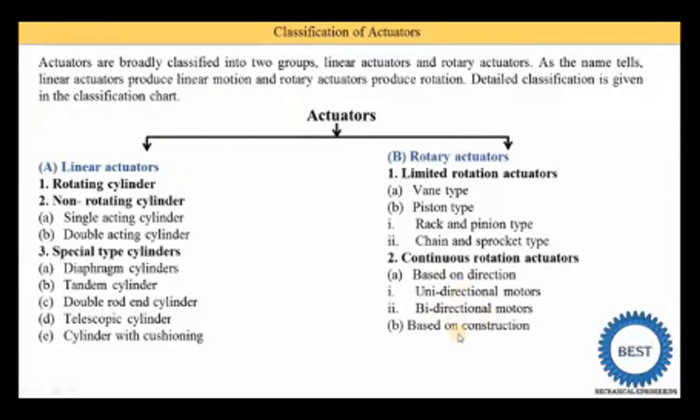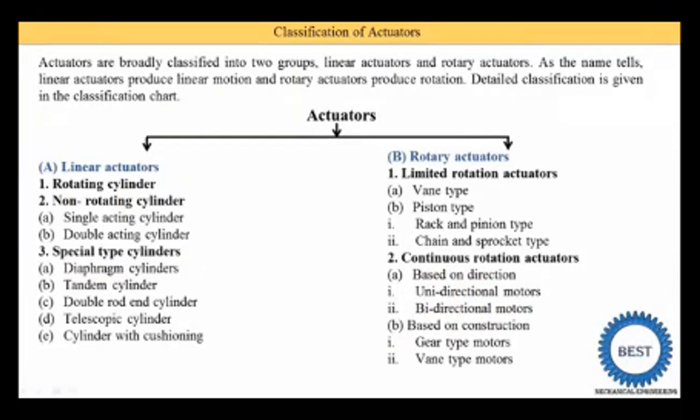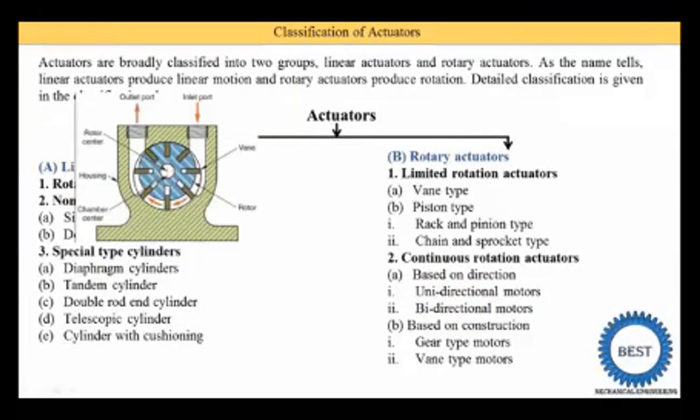Second one is based on the construction. In the basis of construction, first one is the gear type rotor. Here you see the spur gear or helical gear are used in hydraulic actuators or motors. Second one is the vane type. So here you see the diagram of the vane type actuators. And the third one is the piston type motors, in which a small number, 8 to 12 pistons, is used.